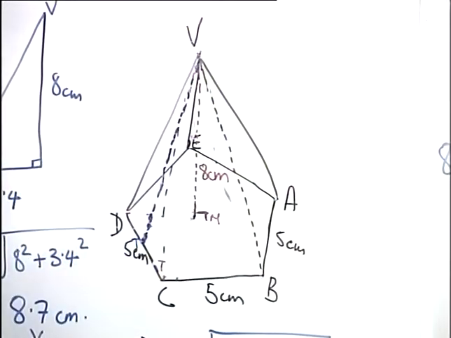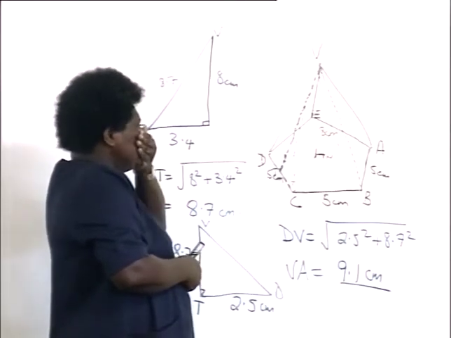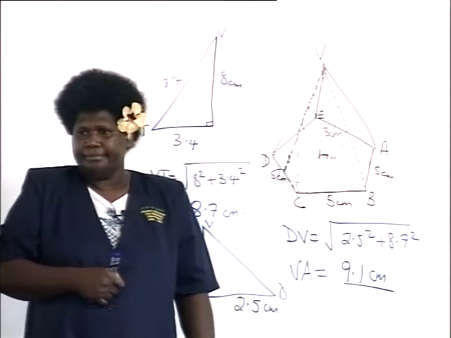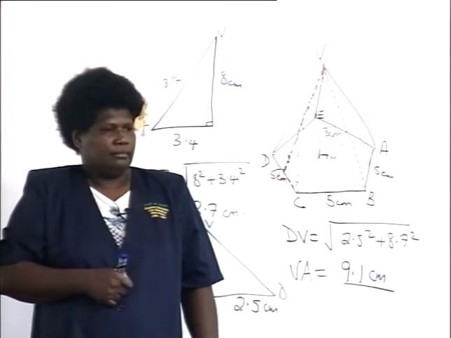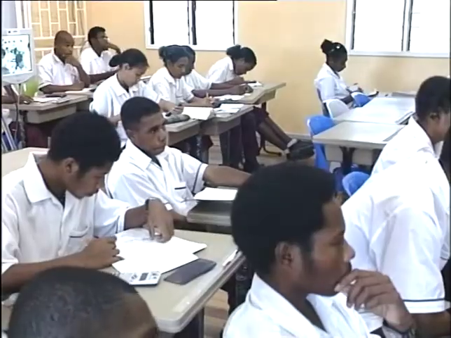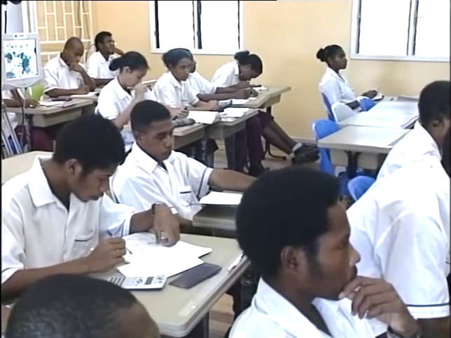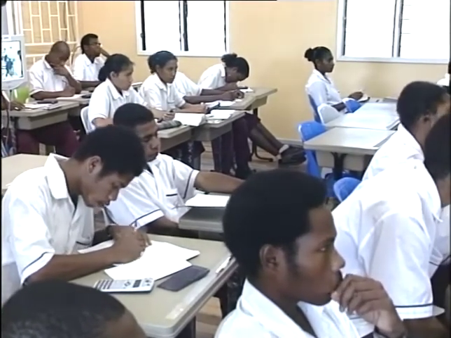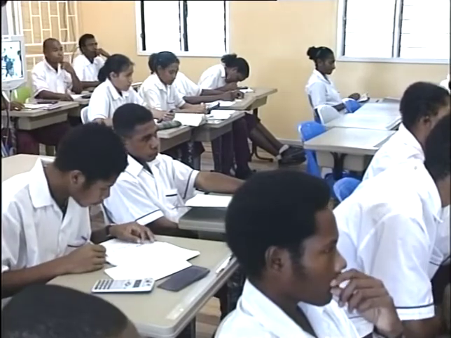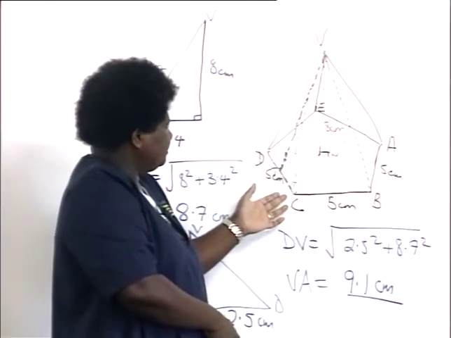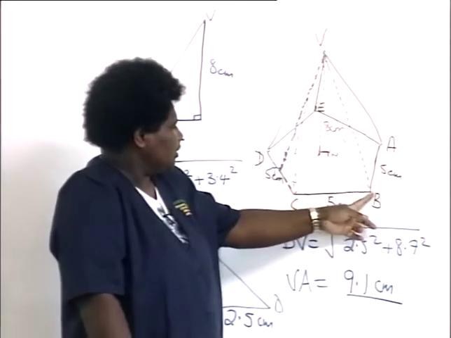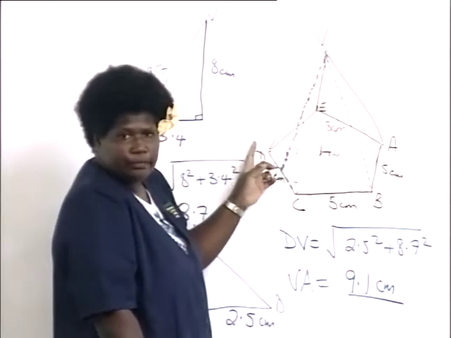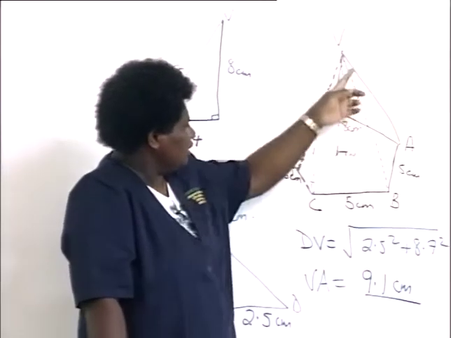Okay, what am I going to do to find out what the angle is? Any idea? Any suggestion? Can I just use the face VCD? Because the edge DC will be the same as the edge AB, but they want us to find the angle between the edge DC and the face VAB.